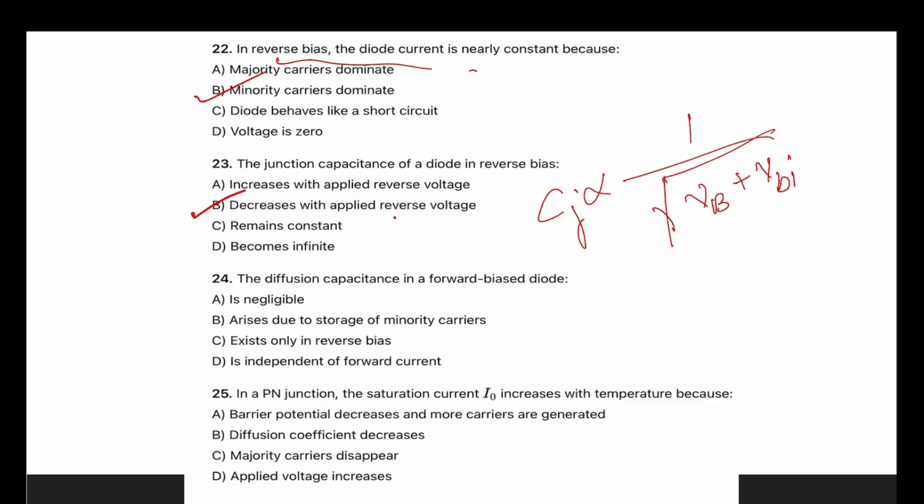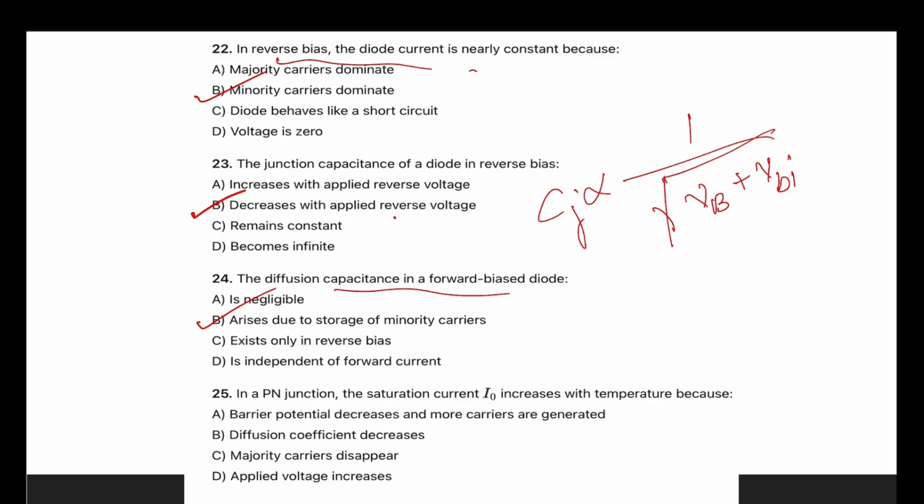Next question, the diffusion capacitance in a forward bias diode: option A, is negligible; option B, arises due to the storage of minority carriers; option C, exists only in reverse bias; option D, is independent of forward current. The diffusion capacitance in a forward bias diode is mainly due to the storage of minority charge carriers, and it is proportional to the forward current. Okay, so the answer is option B.